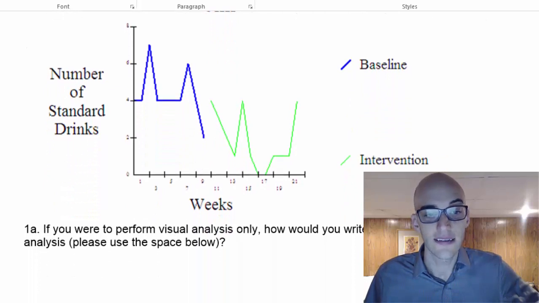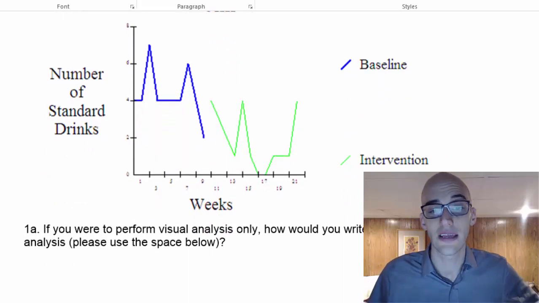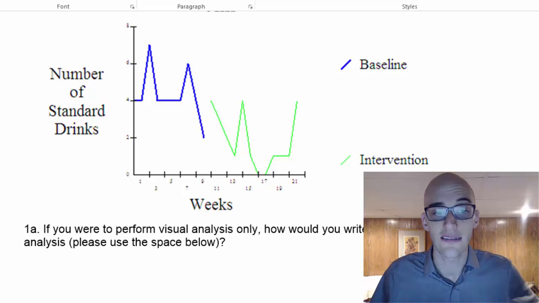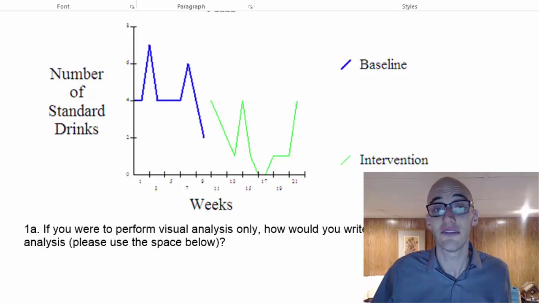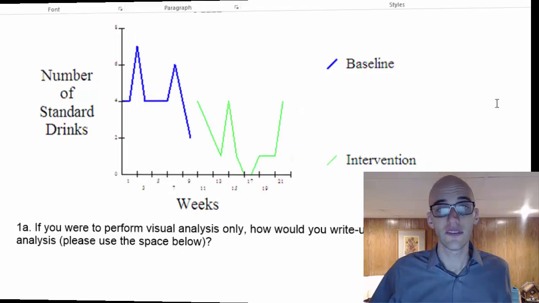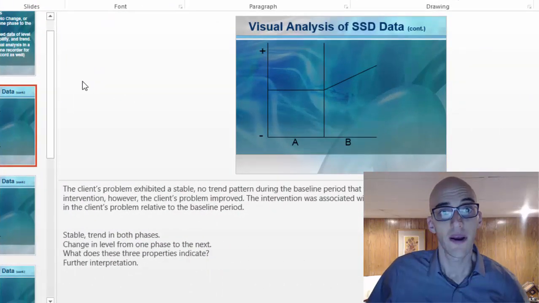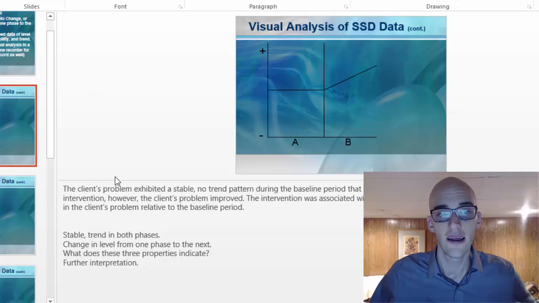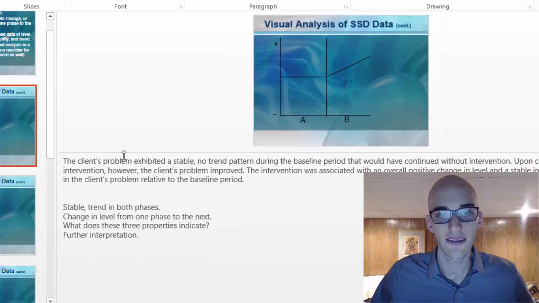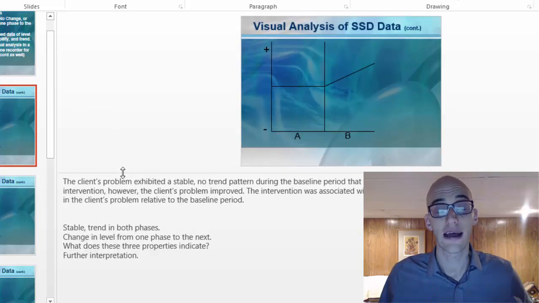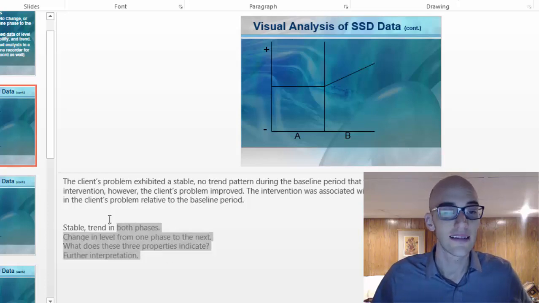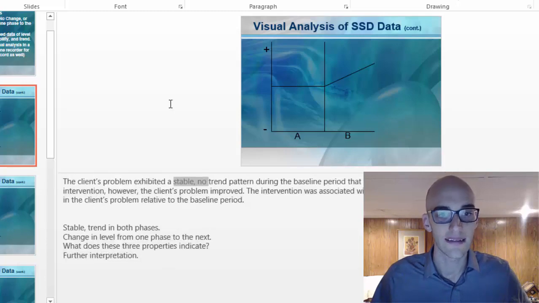And the first question is, if you were to perform visual analysis only, how would you write up the results of this analysis? What's going to be really helpful to you here is looking at some of the slides where I have the write-ups in the notes underneath. You might have remembered from lecture 9, I have some examples of some graphs, and if you pull up the actual PowerPoints that I'm uploading to D2L, not like I'm showing you in course, you'll see underneath that I have notes here about how to write these up.